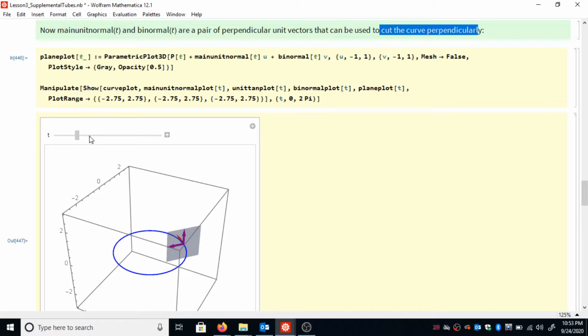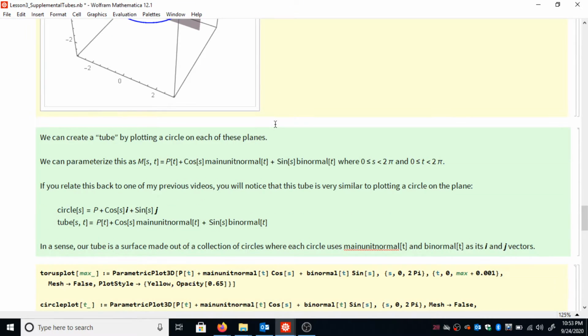So take a look here. It's the same picture as before, but I threw in a piece of plane that basically has its starting point at P of t and its i and j vectors defined by main unit normal and binormal. Now, why would anybody want to go through this process? Well, there's some cool things that we can do with a plane like this, with our main unit normal and binormal. One thing that we can do is plot a tube.